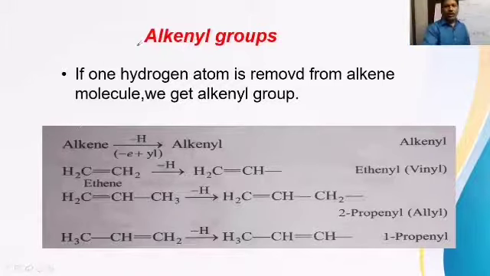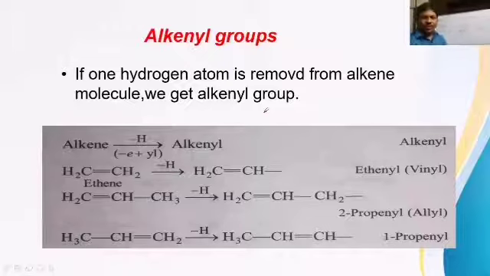You see how the alkenyl group is obtained here. If one hydrogen atom is removed from an alkene molecule, we get an alkenyl group. For example, we have taken ethene here. The ethene formula is CH2=CH2. From the ethene molecule, one hydrogen is removed. Minus H indicates removal of hydrogen, to give CH2=CH. This group is called the ethenyl group, that is an alkenyl group, and that is its IUPAC name. The common name is vinyl.